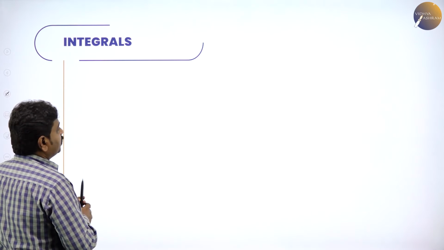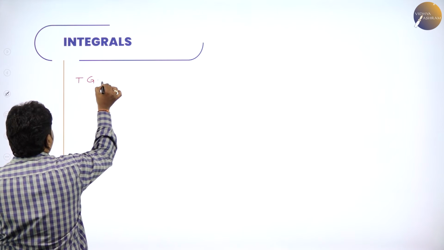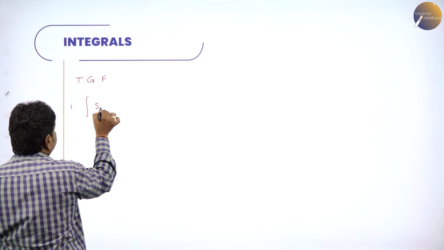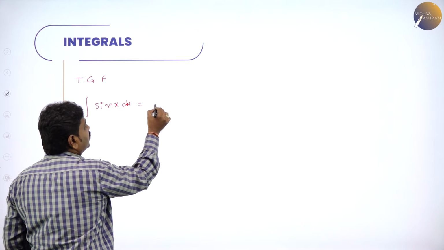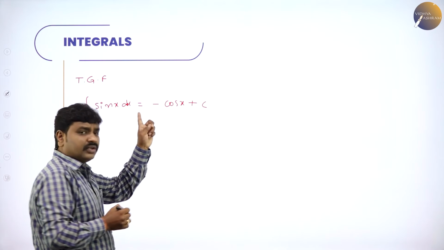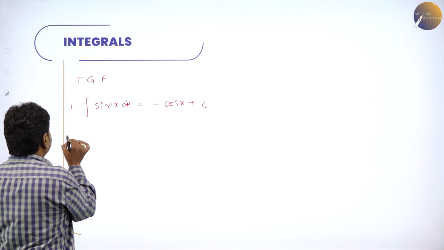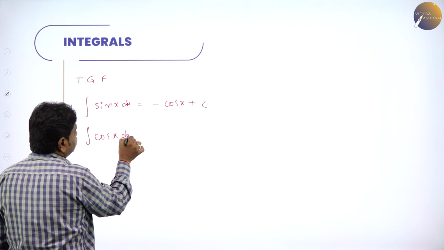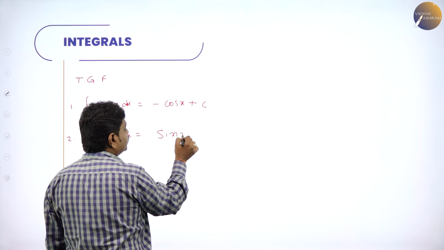Now let me write all the trigonometric functions. So first one, integration of sin x. What is integration of sin x, my dear students? It is minus cos x plus constant. Why? Because when you differentiate cos x, you get minus sin x. That's why multiply by minus, it will become plus. Then the second trigonometric function is cos x. What is integration of cos x? Integration of cos x is positive sin x.